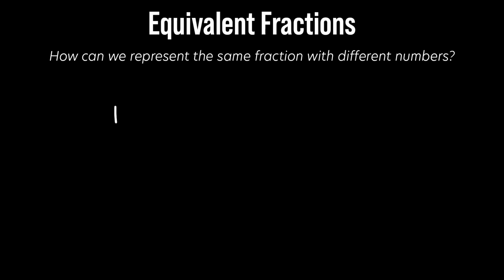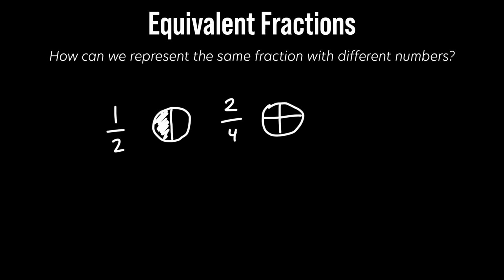Let's take 1/2. If we want to shade in this circle, we can represent 1/2 as shading in half of it. Now, how about 2/4? Let's draw another circle. Let's break it up into 4 portions and shade in 2 of them. Looks the same, doesn't it?